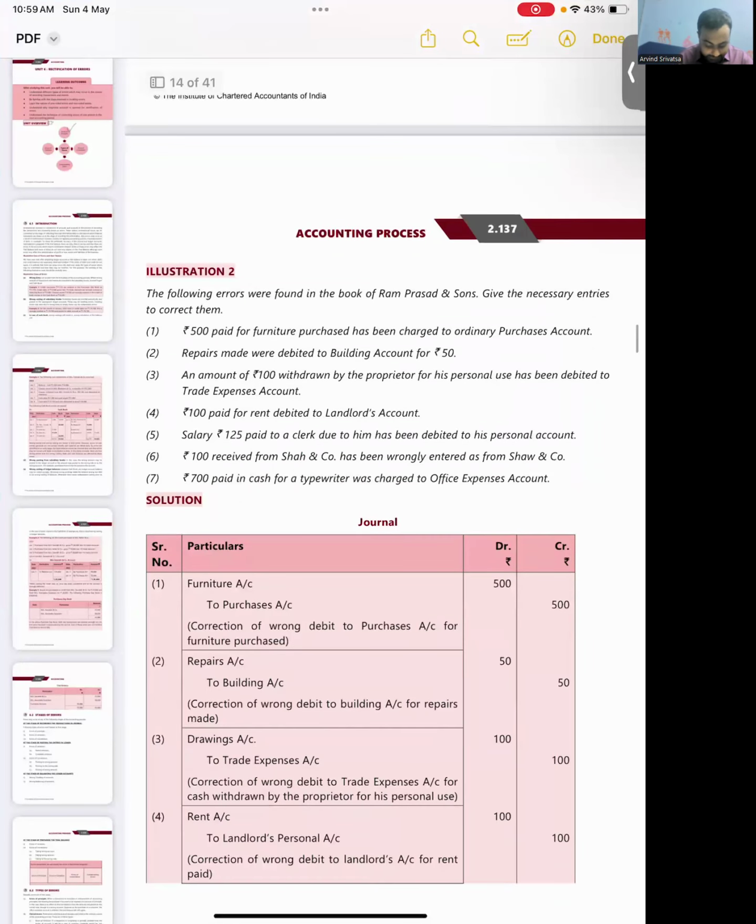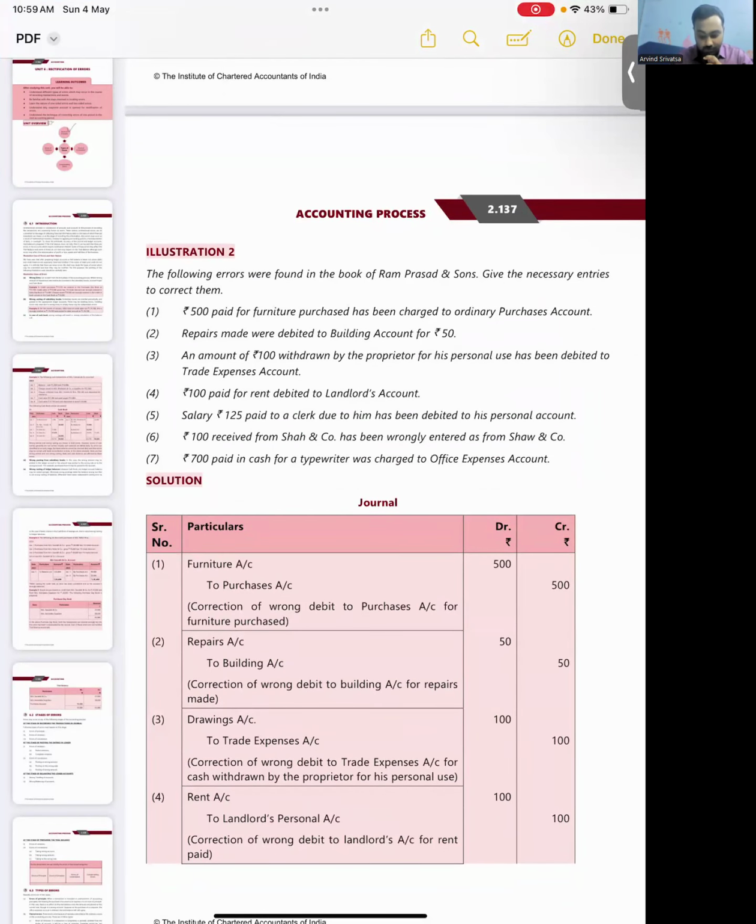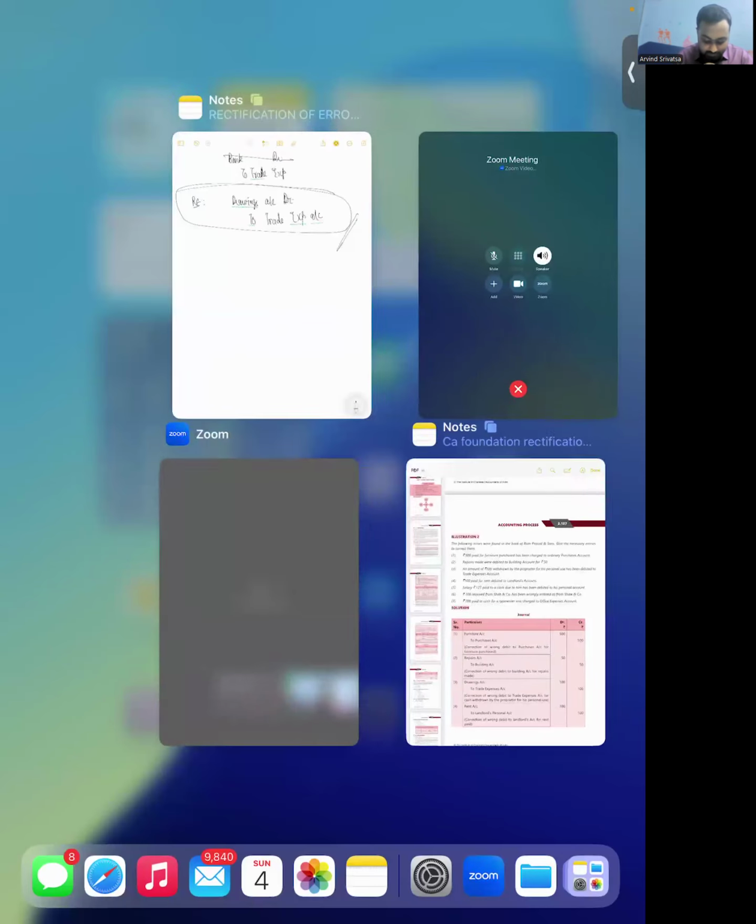Yes, right. Next one. 100 paid for rent debited to landlord's account. So this one is again easy. So your correct entry.